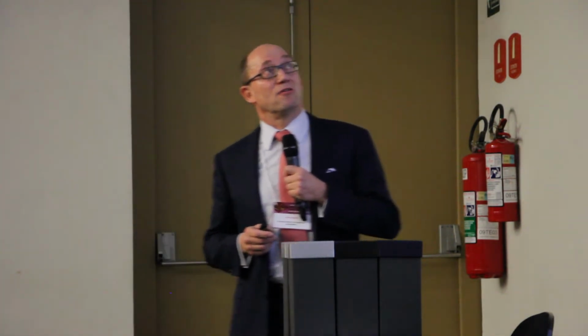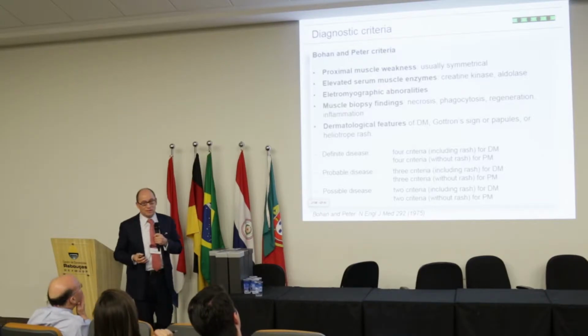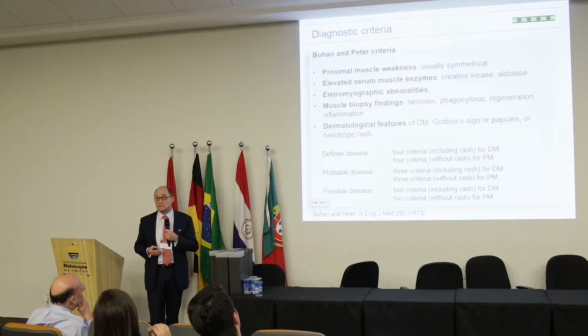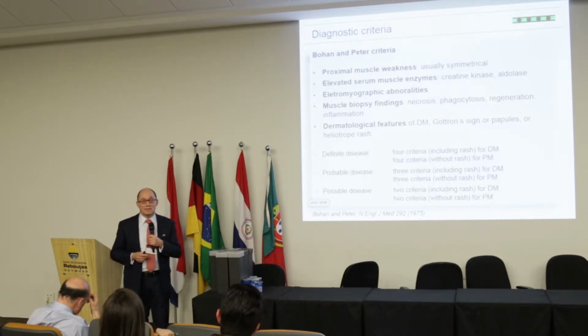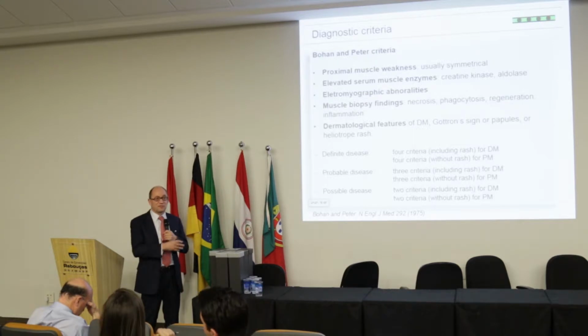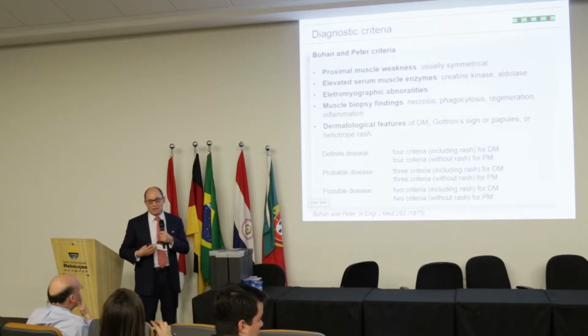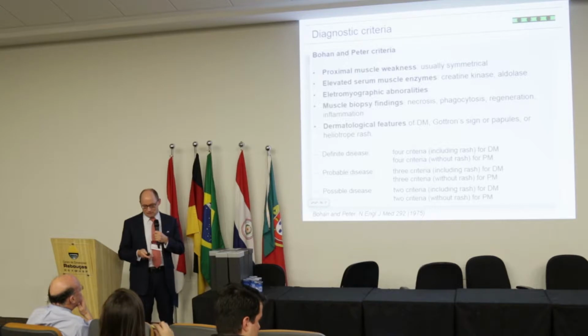Still, and Carlos mentioned that also, diagnostic criteria according to Bohan and Peter from 1975 are often used. Although these criteria contain some laboratory testing like muscle enzymes and electromyography, no autoantibodies are included. The simple reason is that most of the autoantibodies associated with myopathies were described and identified after the criteria were established. So I guess there's really a need for updated criteria.